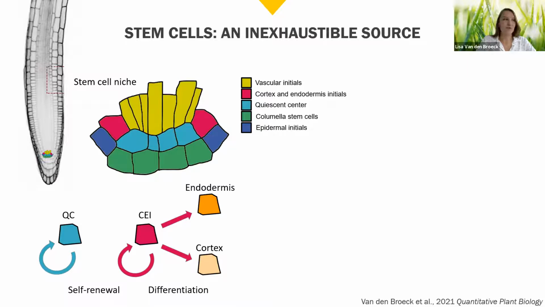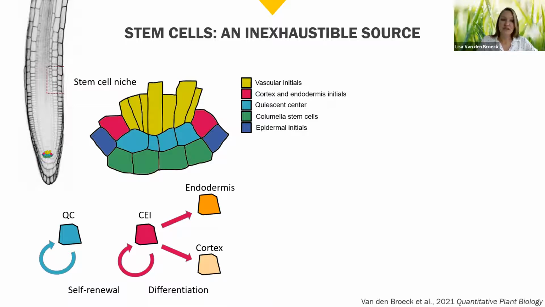Centrally located, you have the quiescent center, which are the blue cells on the image, flanked by the vascular initials, the columella stem cells, epidermal initials, and cortex and endodermal initials. The QC, as well as the stem cells within the niche themselves, have self-renewal capacities, but also the capacity to differentiate into specific tissue files. For example, the CEI will give rise to the endodermis and the cortex cells throughout the root.